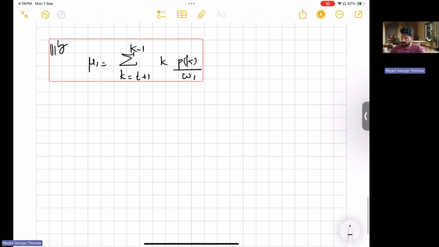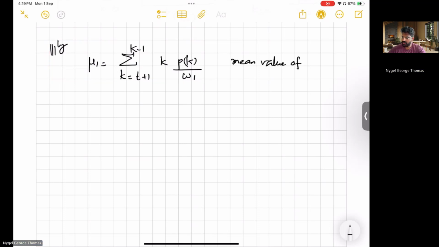So what does this mu give? This basically gives the mean value of the pixel given it belongs to C1.